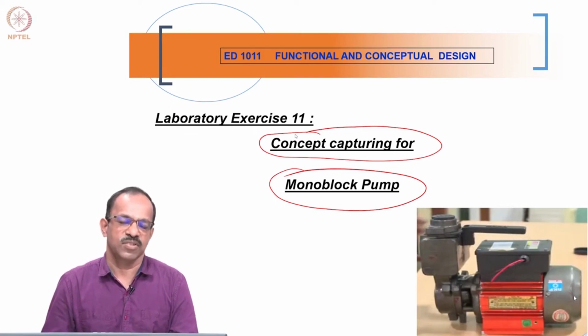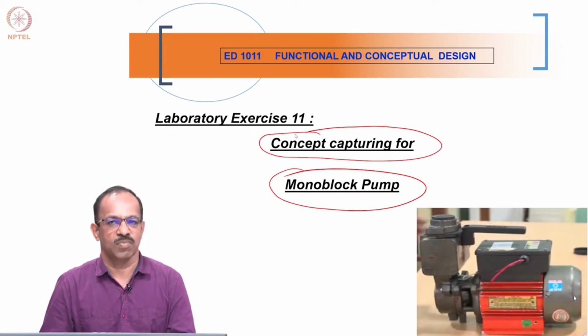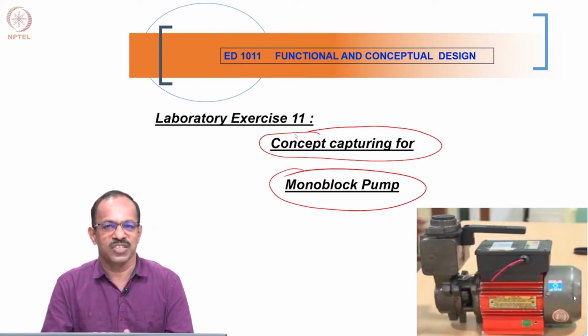So in this exercise, what we will do is look into the product, identify the parts and assemblies, and then see what particular concept is employed by the designer in order to achieve a function. So that is what we will be looking at. Earlier we were looking at what part is providing a function. Now we look at what is the concept that he is employing.